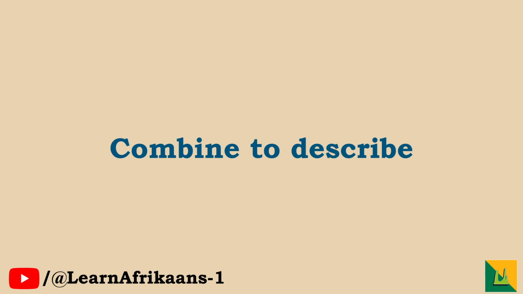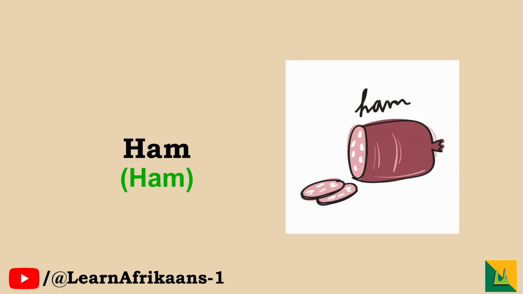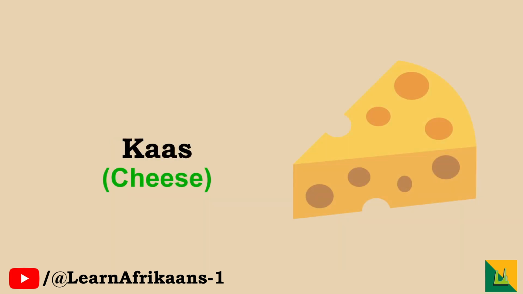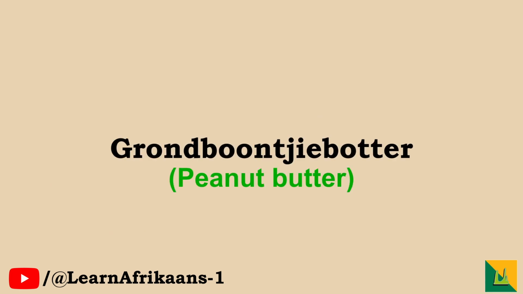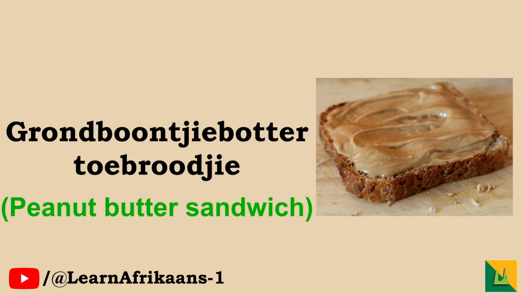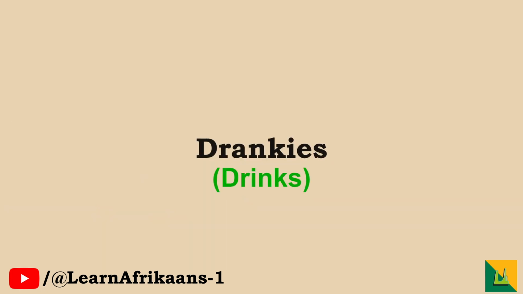Whatever type of food you put on your sandwich can be added in front to describe your sandwich. For example, ham, kaas, ham en kaas toebroodjie. Of grondboontjie botter, grondboontjie botter toebroodjie.